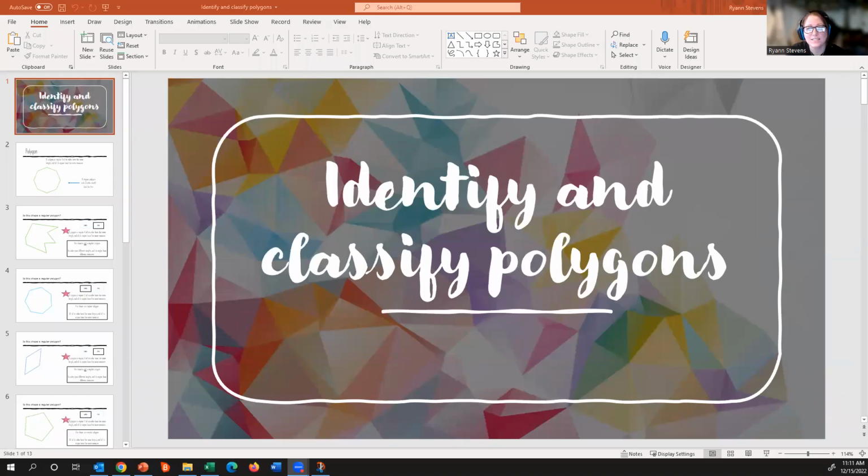Welcome. We are going to take this time to look at identifying and classifying polygons. At the beginning of this activity, you're going to see a lot of questions about regular polygons.